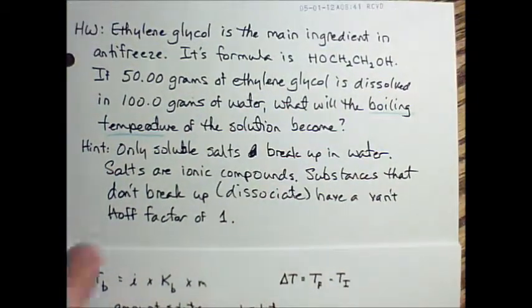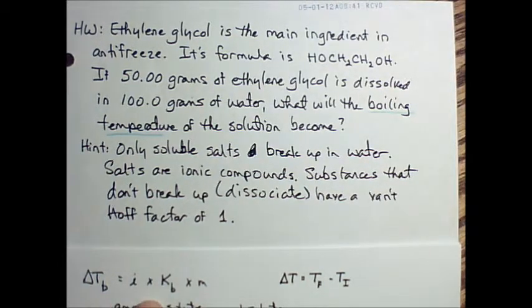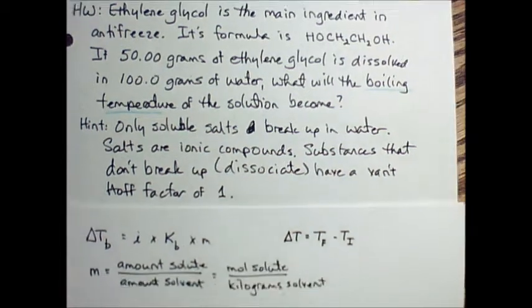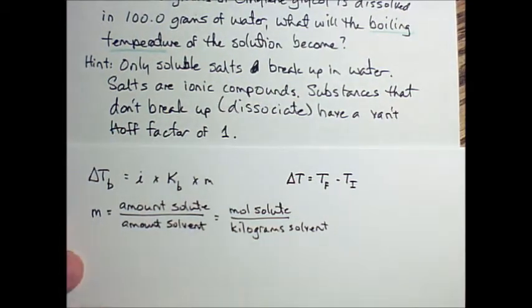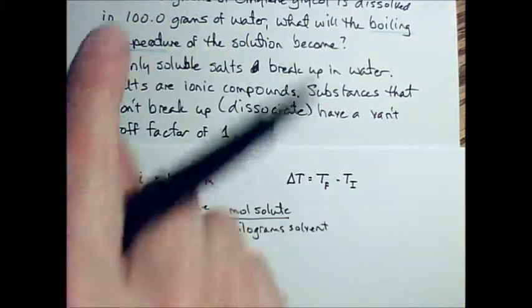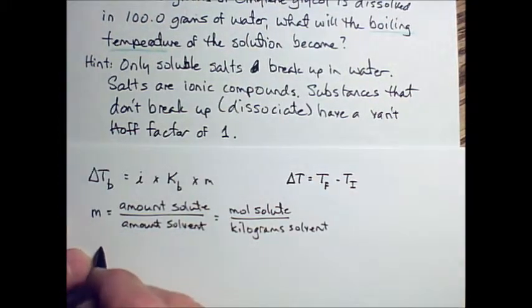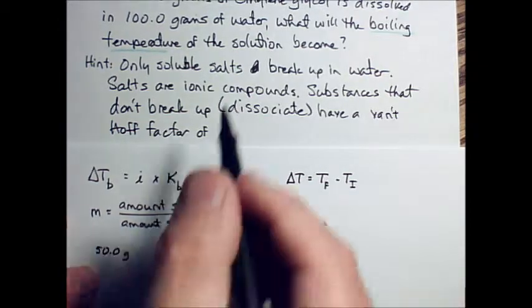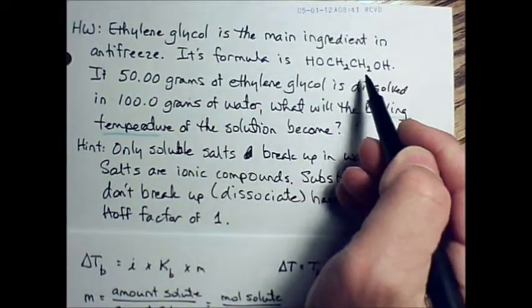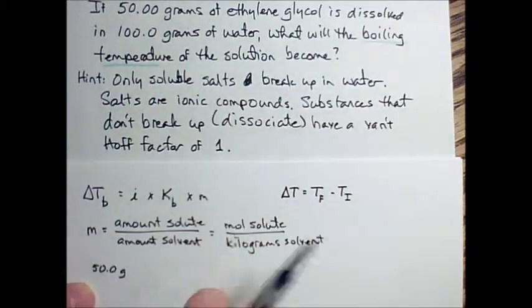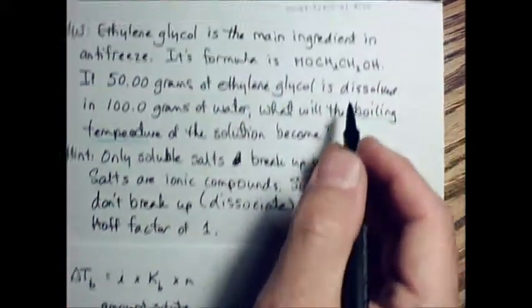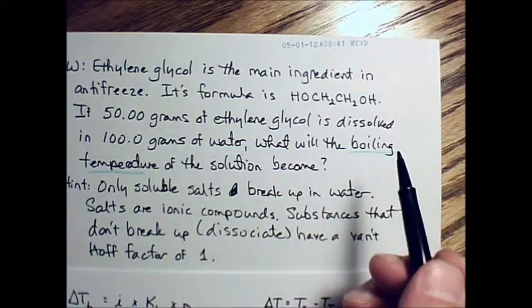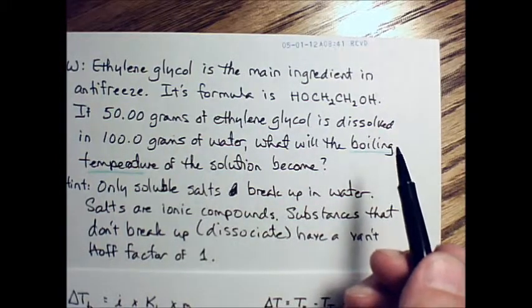Alright, so for this problem that was assigned in homework, this is how we're going to solve this. We're going to solve for this first and then apply it to this. So the first thing we've got to find is the molality of the solution. We're going to take the starting amount in the problem of the solute, and it's 50.0 grams of this ethylene glycol. The formula I gave you is right here. I can write it in that form, or I can shorten it and say it's H6C2O2 if I want to.